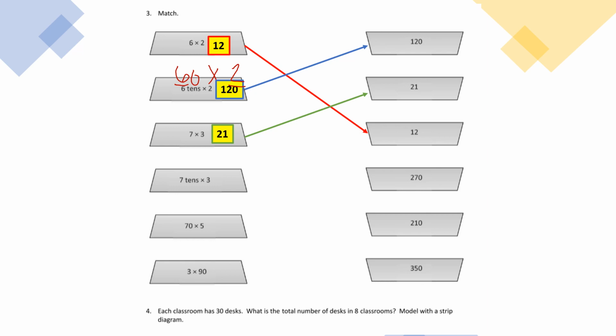The next equation is 7 tens times 3. Well, 7 tens is the same thing as saying 70. So 7 tens times 3 is the same thing as saying 70 times 3. Well, again, we focus on the first two numbers, the 7 and the 3. 7 times 3 is 21, which leaves a 0 in the ones place. So that means that 70 times 3, or 7 tens times 3, is 210. And we draw our line from the equation to 210.